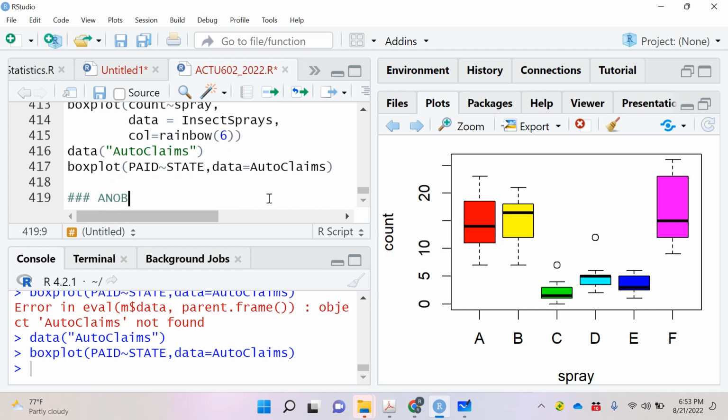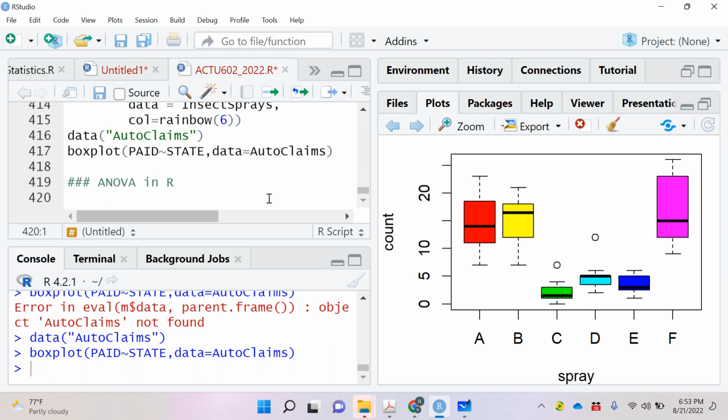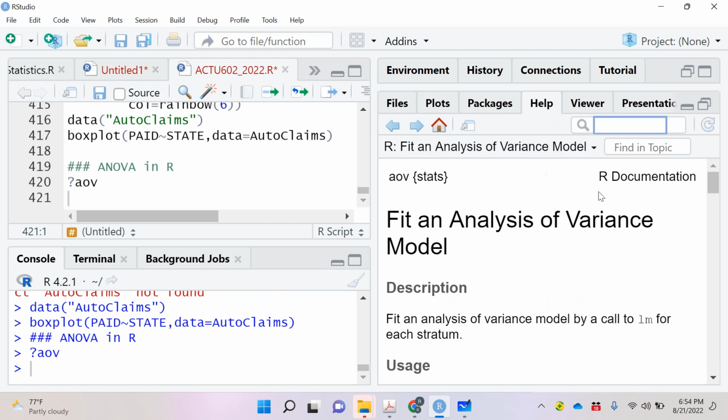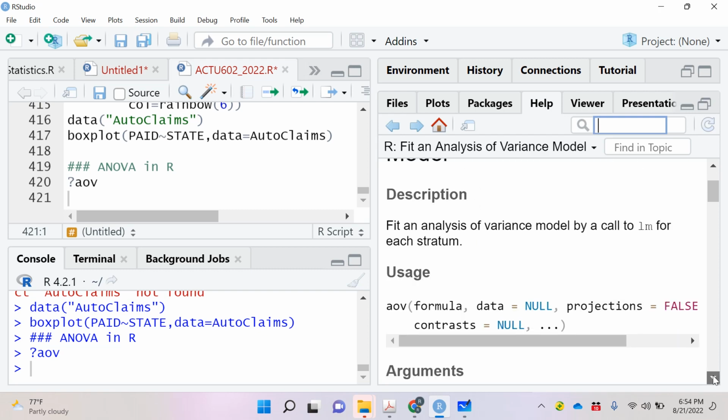So ANOVA in R. There are so many ways to do an analysis of variance in R. What I'll use is the AOV function. It's an analysis of variance. But there's also ANOVA and LM. You can use LM as well. It fits an analysis of variance model, right? Okay, so we are going to see how this is done.